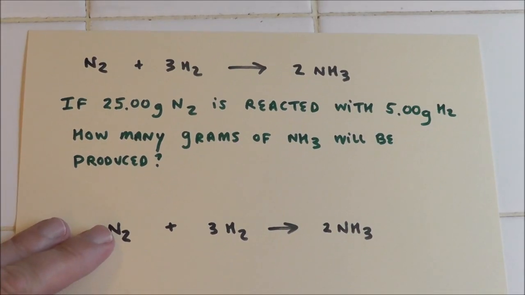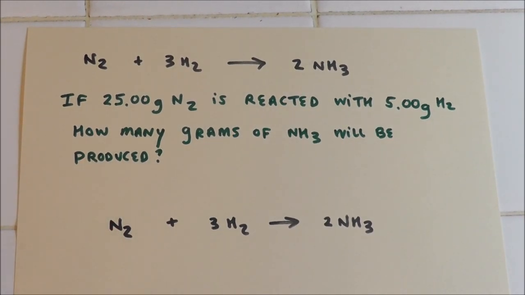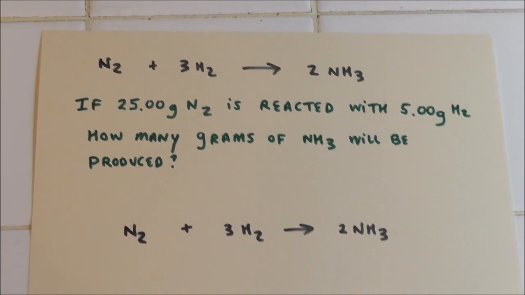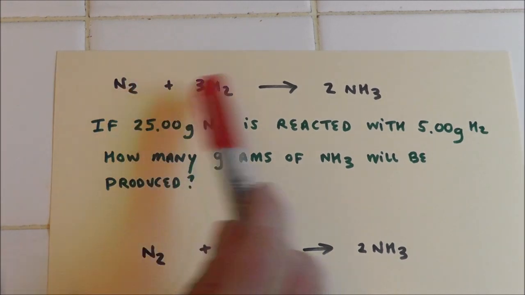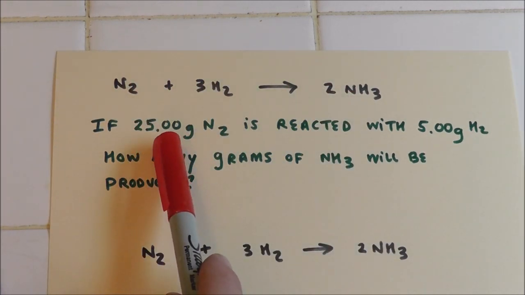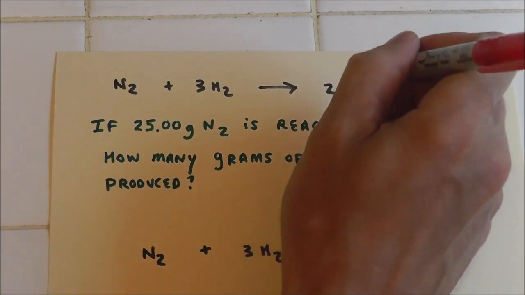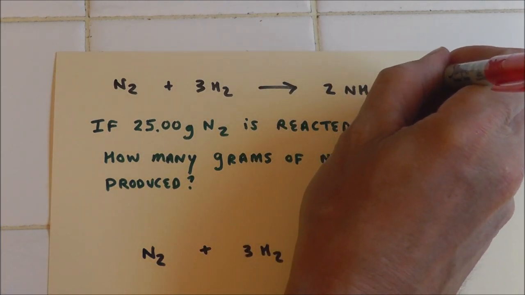All right, folks, tough one coming up. I know we're into overtime here, but this is going to be a little bit harder one. You can kind of tell that they've given us 2 numbers, and here's the reaction. They were nice enough to balance it, just like the last one was balanced. If 25 grams of N2 is reacted with 5 grams of H2, how many grams of NH3 will be produced? Got to keep your eye on the prize. That's what they want.